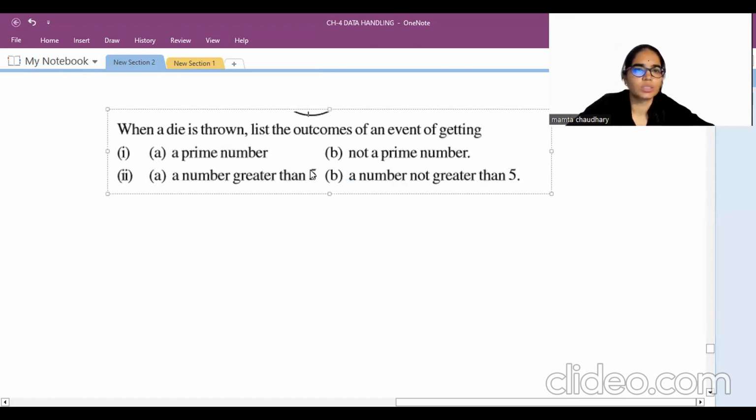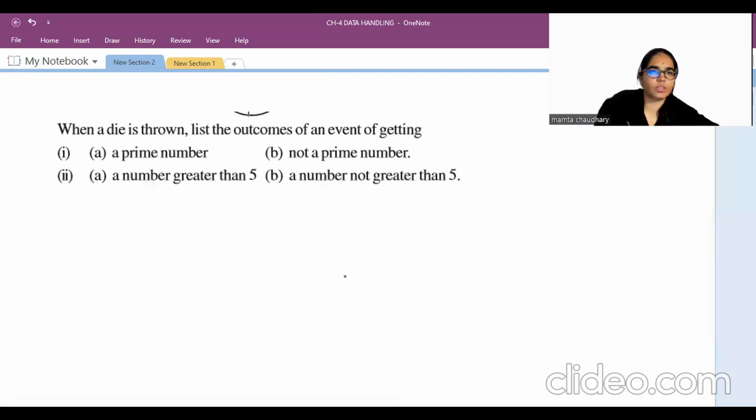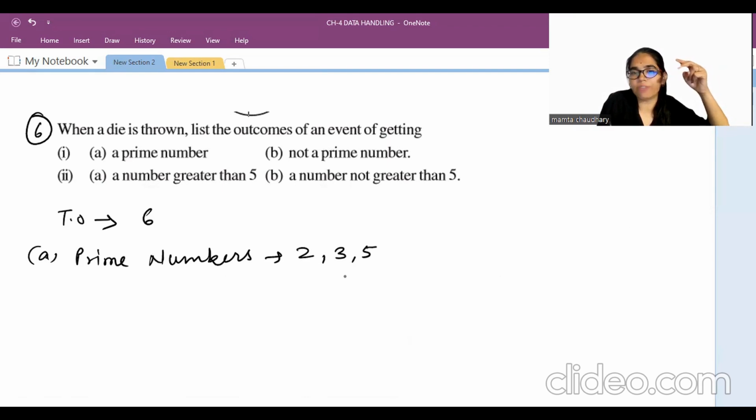This is question number 6, where we need to find probability of each and every event. Okay. Now, total outcomes. First, I'm writing total outcomes 1, 2, 3, 4, 5, 6. Because when we throw a dice, there are total 6 outcomes. Okay. Now, A bit prime number. So 2, 3, and 5 are the prime numbers.